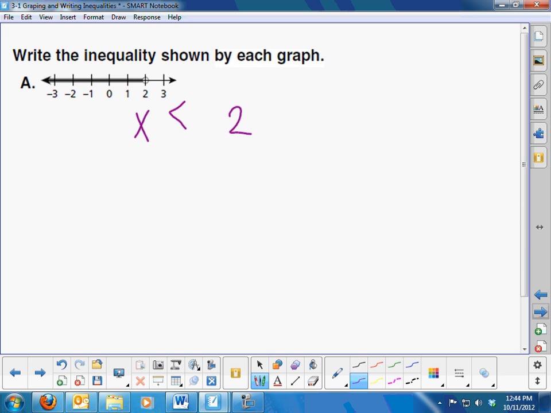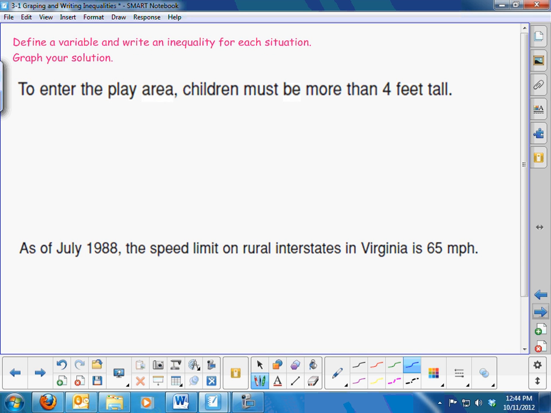Now, the only other thing I need to remember is, am I going to have that equal to line there or not? No, because I have an open circle. Open circle, you do not have an equal to line. It's not inclusive. It is exclusive. So x is less than 2. All right, a couple more to finish this up. We're going to read these word problems and then write our inequality and graph it.